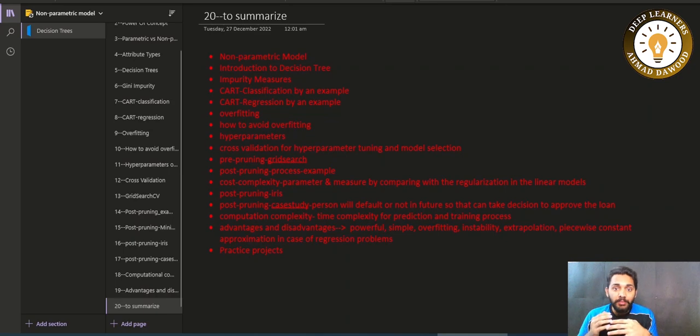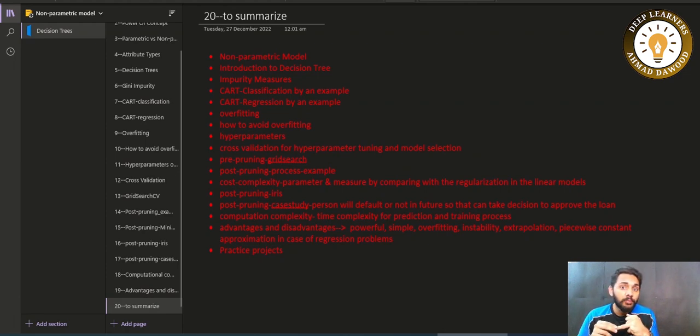What is the time complexity of the training process and the prediction process of the decision tree? At the end, we have seen advantages and disadvantages. A lot of advantages, like decision trees are quite powerful regarding the capturing of patterns. But again, a drawback is that it can lead to overfitting. It is quite simple and quite easy to interpret decision trees. It can capture any type of patterns, but again, it is unstable. It is very sensitive to small variations in the training dataset.